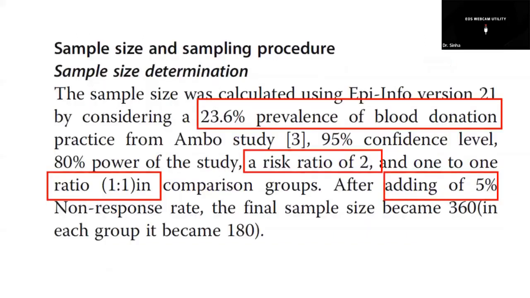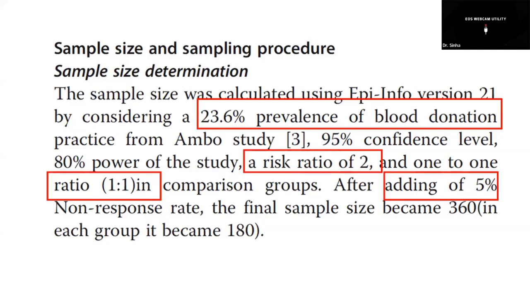So now let's see. This was the author's description. The author has written that the sample size was calculated using EpiInfo version 21 by considering a 23.6% prevalence of blood donation, 95% confidence level, 80% power, and a risk ratio. He has written risk ratio. Ideally, it should have been odds ratio, because it is a cross-sectional study and you cannot have a risk ratio in a cross-sectional study.